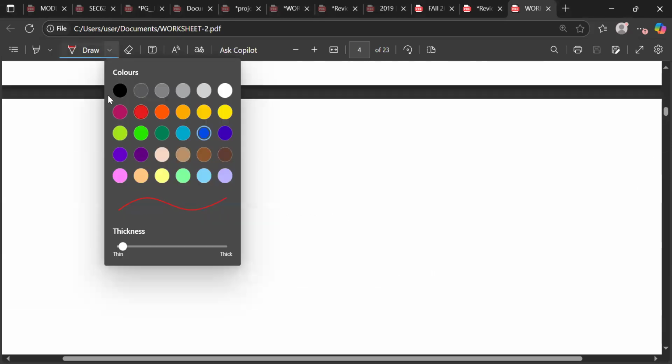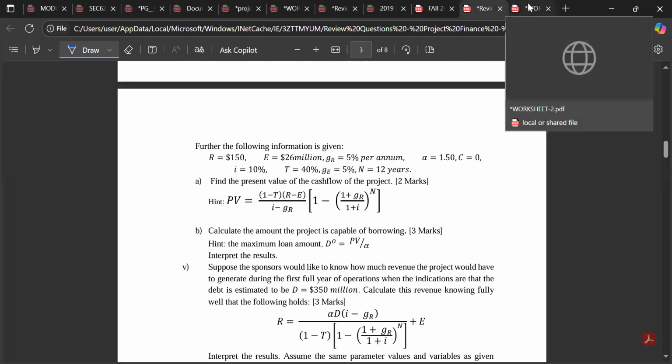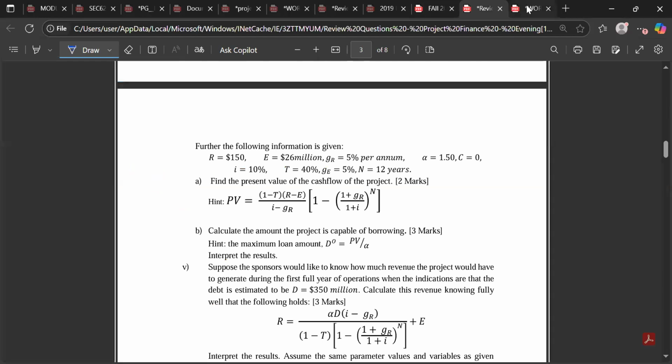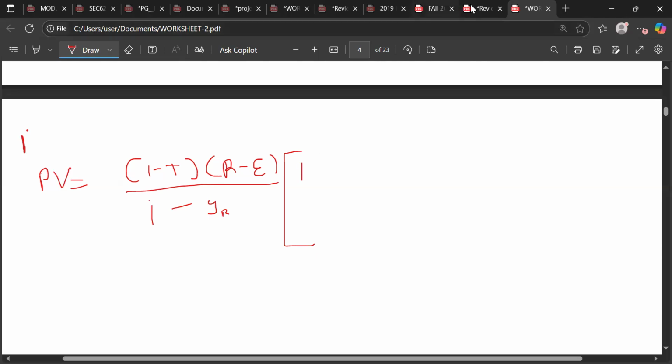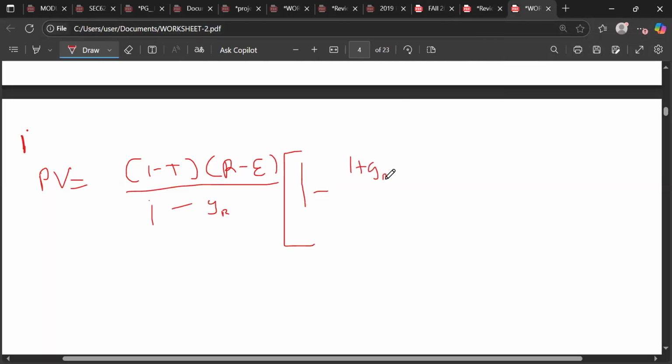So I'm saying present value is given by, so PV is given by, we go back to our formula here, it's equal to 1 minus the tax rate applied by R minus E, over I minus the growth rate of revenue, then all this multiplied by 1 minus, 1 plus the growth rate of revenue, 1 plus G of R over 1 plus I. All this together here, raised to the power N.